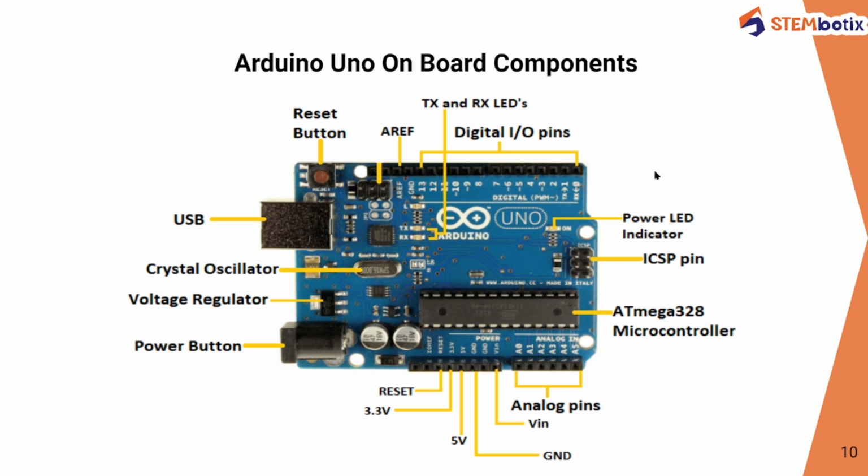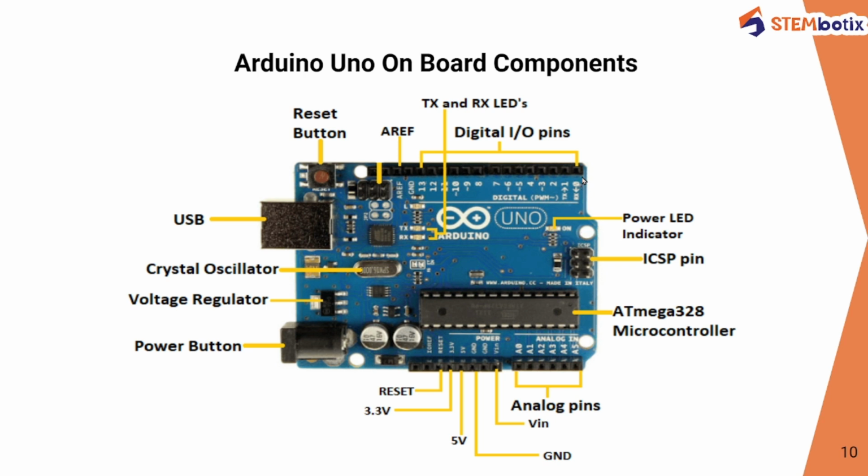After that, we have the power LED indicator. As you connect your Arduino board with a power supply, this particular LED should turn on or light up to indicate that the Arduino board has started. If this LED does not turn on, there is something wrong with the connection. So this is the indicator of your Arduino board starting up.